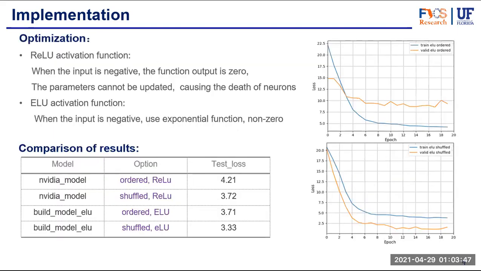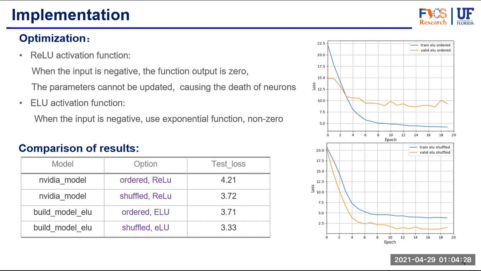Next, I further optimize the model. In the benchmark model, I use the ReLU activation function. In the ReLU activation function, when the input feature sent to the activation function is negative, the output of the activation function is zero, and the gradient obtained by backpropagation is zero, causing the parameters to be unable to update, which causes neuron death. The weight will never be updated. The root cause of neuron death is too many negative features for the ReLU function.